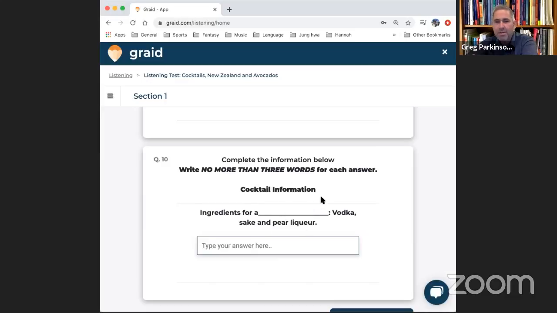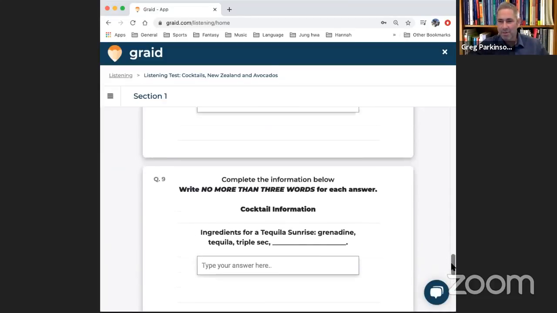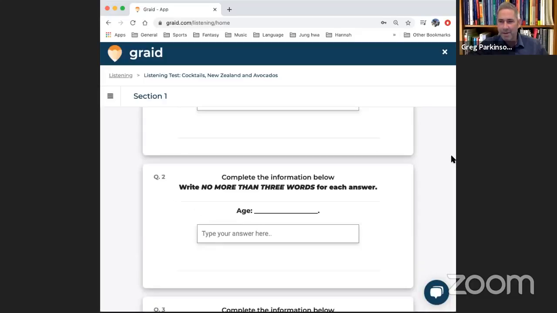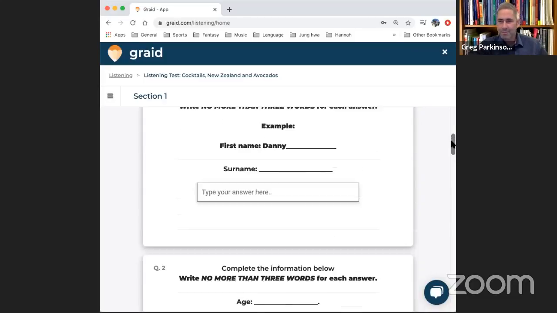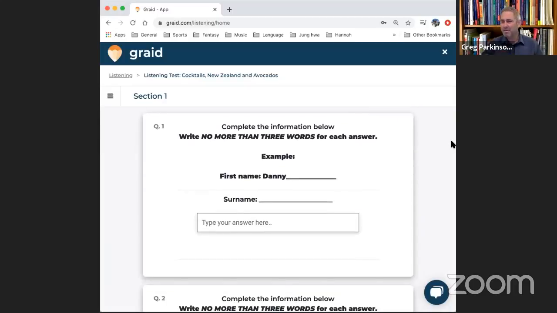So what we're missing here is the name of the cocktail. But again, we know that the first sound in the name must be a consonant because we have the indefinite article a, which is always followed by a consonant sound. So at this point, I would like to go and start playing the track for you. And as we find the answers, I'm going to explain them to you and repeat anything if you have any questions. But yeah, we'll just go through and I'll break down the answers for you.